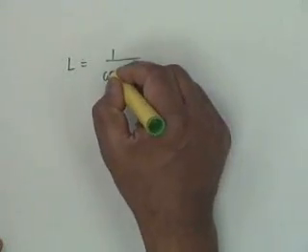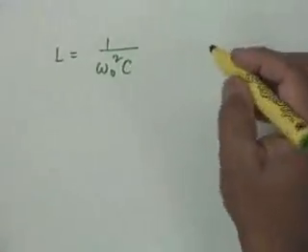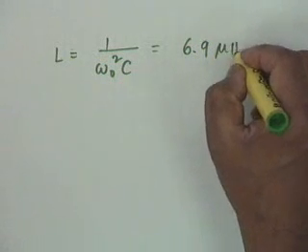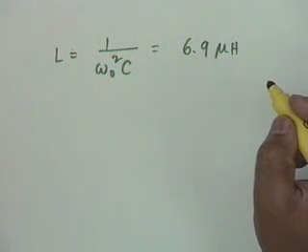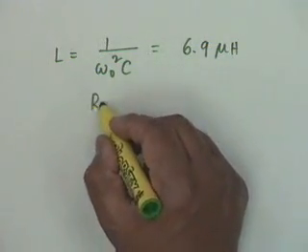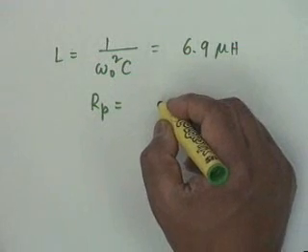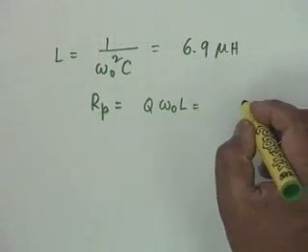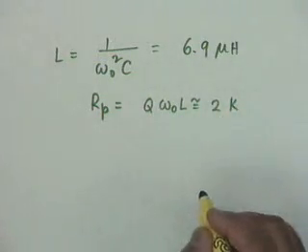So we have found out C prime, we have found out C. What remains to be found out is L. L is 1 by omega 0 squared C. And since C is 0.0173 microfarad, and omega 0 is given as 455 kilohertz, this can be calculated. This comes out as 6.9 microhenry. Now let's also calculate what is RP. RP is Q omega 0 L, or Q divided by omega 0 C. If you substitute the values, this comes out approximately as 2K.